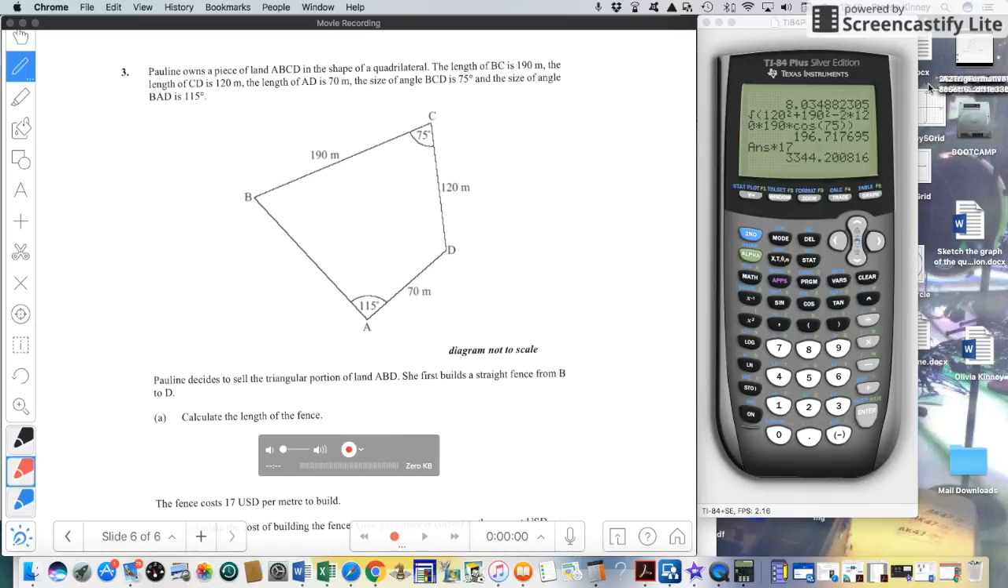All right, first problem, Pauline decides to sell a triangular portion of land, ABD. So she wants to sell the part at the bottom. Draw a line from B to D, straight fence. Calculate the length of the fence. Well, I can use the top triangle BCD and the cosine rule because I have side, angle, side. So BD is just going to be equal to the square root of the sums of the squares minus the correction factor for a non-right angle triangle.